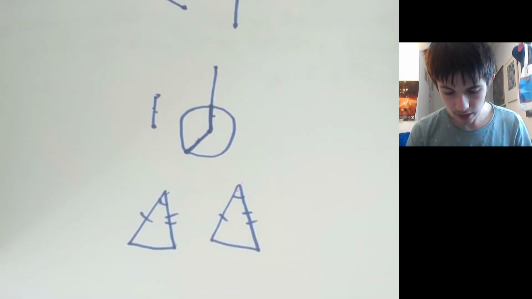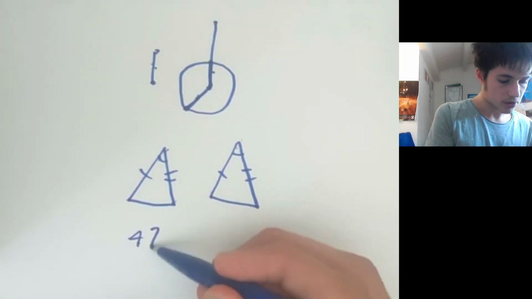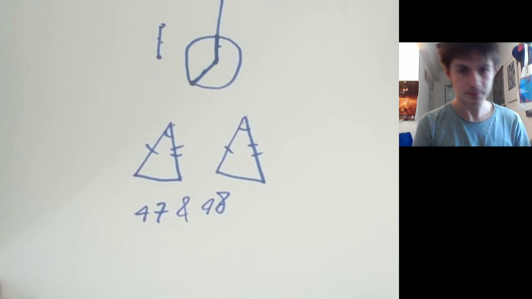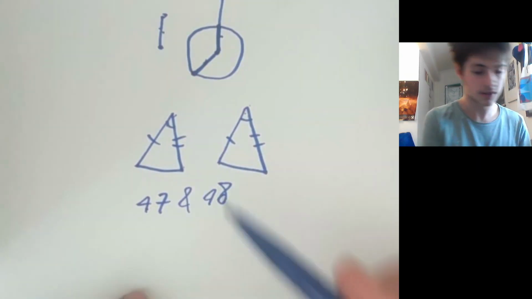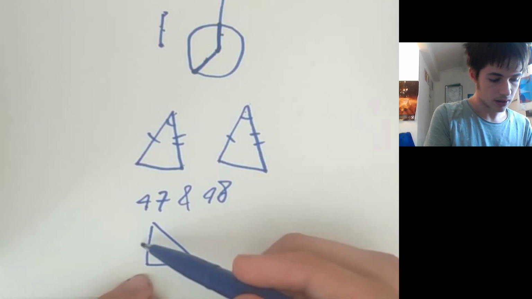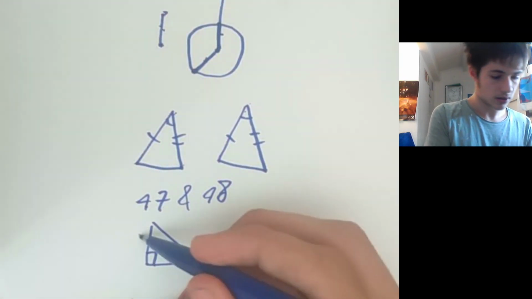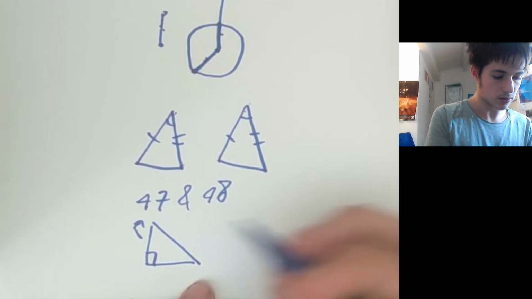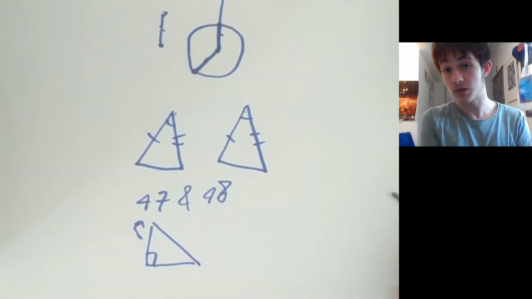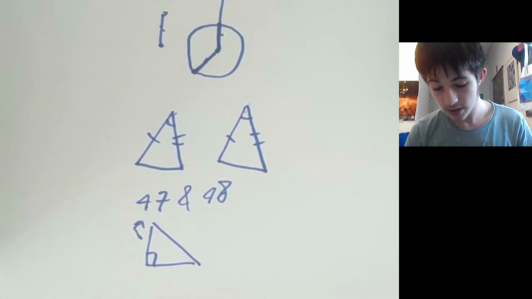And then in the end, propositions 47 and 48 together prove Pythagoras' theorem, the Pythagorean theorem. The first one says that if you have a right angle, then a squared plus b squared equals c squared. And the other one says that if a squared plus b squared equals c squared, then you know that you have a right angle, which is kind of nice.